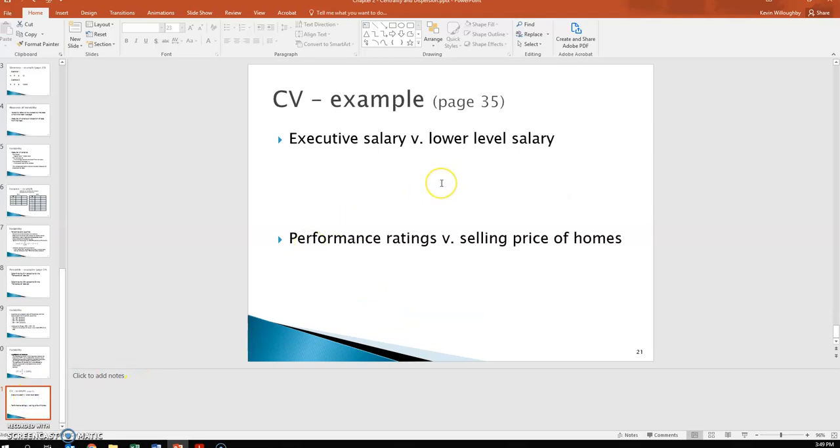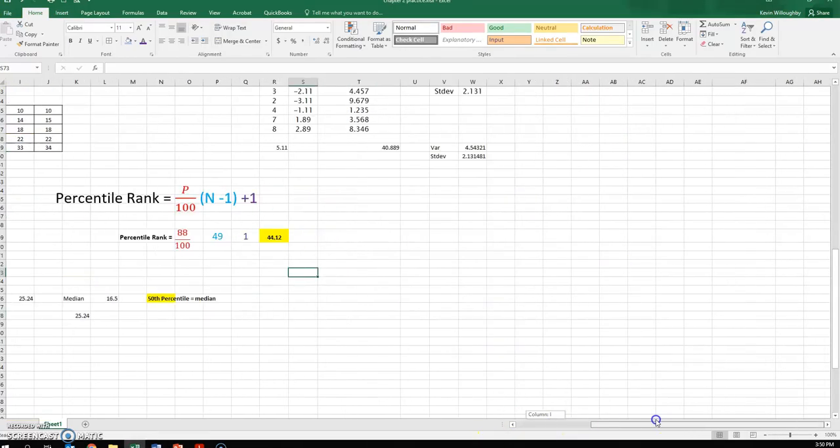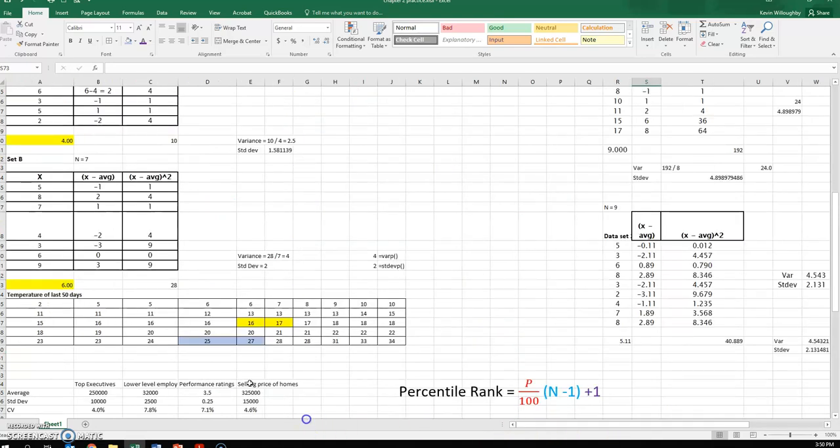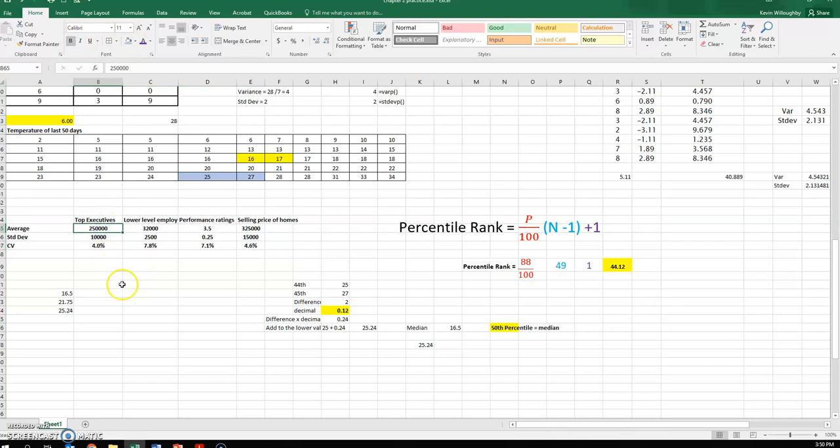So we're going to look at some examples. This example is listed on page 35 of your course package. There are four different scenarios we're going to go over. Let me find where I put that. There we go, right in here. We have the top executives with an average salary of $250,000 and a standard deviation of $10,000. The formula is standard deviation over the average multiplied by 100%. Same thing with lower level employees: their average salary is $32,000, with a much smaller standard deviation. Performance ratings for a group of employees are 3.5 and 0.25.